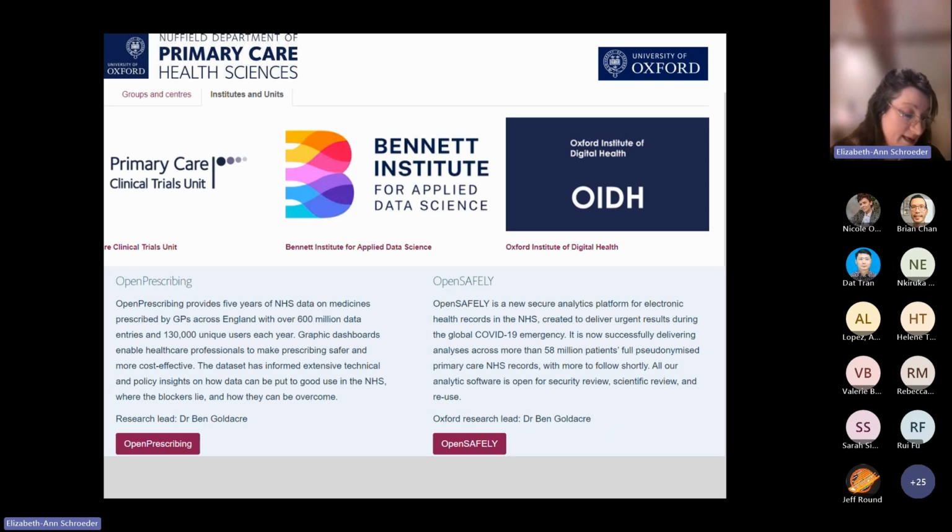Then we have OpenSAFELY, which is an analytics platform of 58 million patients, fully pseudonymized NHS records, created to deliver rapid results during COVID. And then OpenPrescribing, providing 5 years of NHS data on medicines prescribed by GPs across England with over 600 million data entries. So there are more data sets on our website, and these are directly accessible if people would wish to consider them in research applications.